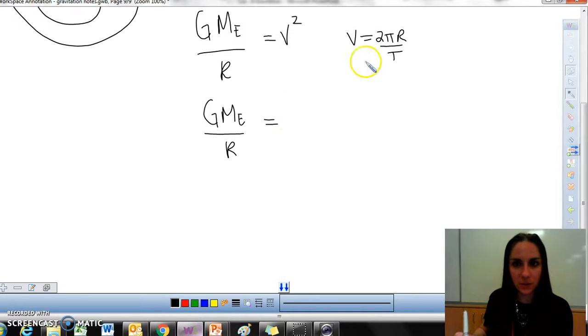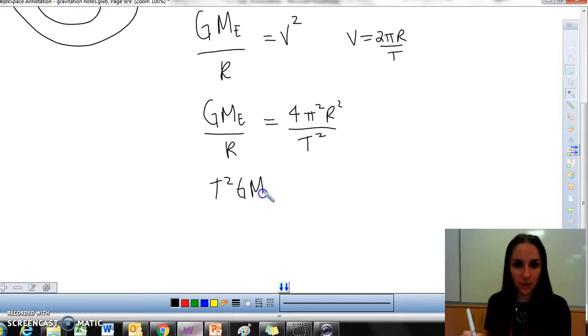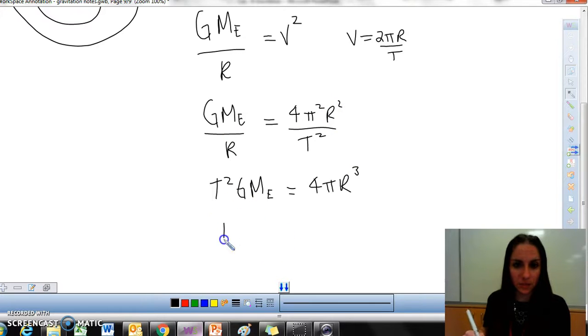If I square this, it's all multiplied, so I can just distribute the square. So 2 times 2 is 4, pi squared, r squared over T squared. If you see where we're going with this, I want to solve for T, orbital period. So that's going to come up onto this side, and this will come up, so I'm just going to switch the two. So T squared G m equals 4 pi squared r. They don't cancel, they combine, so that becomes cubed. And then solving for T.